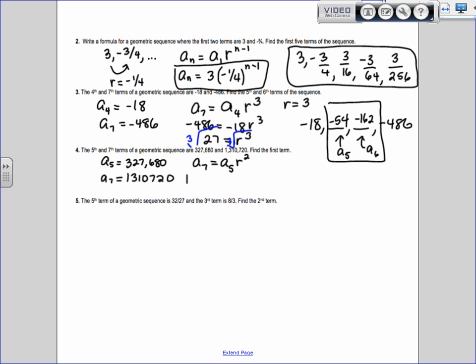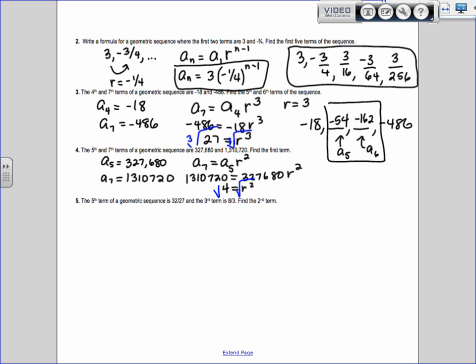All right, the 7th term, 1310720 equals 327,680 r squared. And you think it's going to be a big number when you divide it out. It's actually just 4. 4 is equal to r squared. So what is r? 2? Oh, just 2? Ah, it's plus or minus.